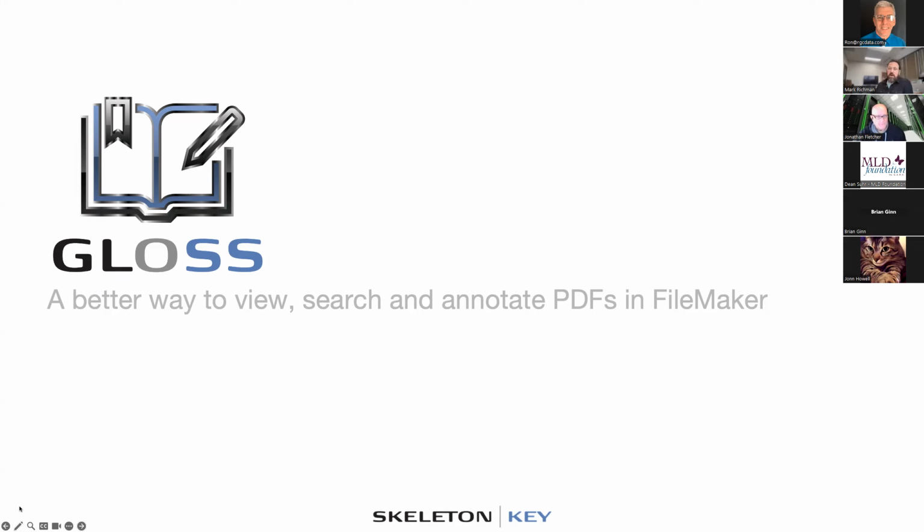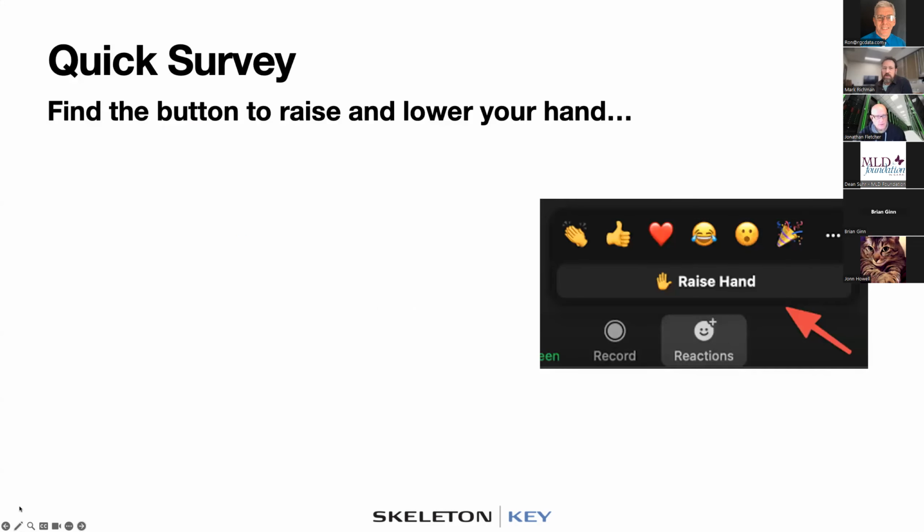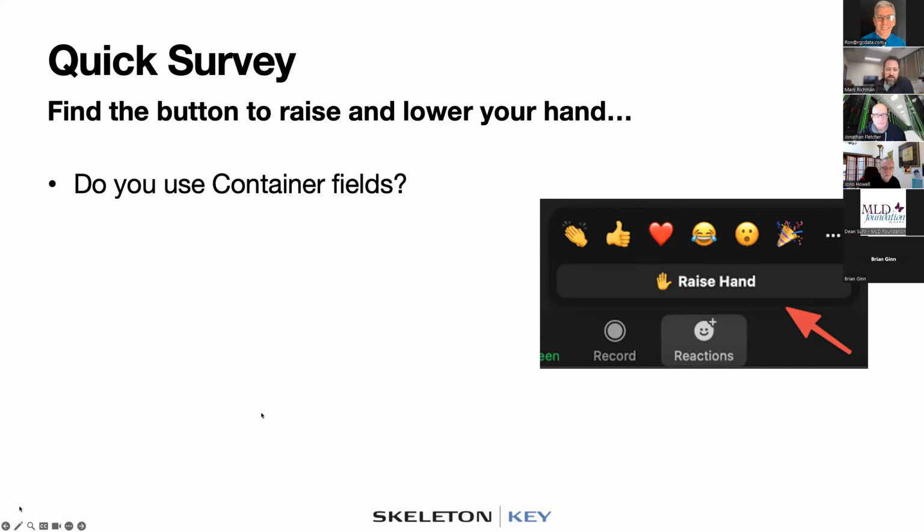So what is Gloss? Gloss is, simply put, a better way to view, search, and annotate PDFs in FileMaker without ever leaving FileMaker. So let's get into a little bit of why you might want to do that. So find that raise your hand button, if you can, in Zoom. And you're going to raise and lower your hand here, or if you can just leave it up if you want. Just to kind of see if we're all in the same boat here, if we've had different experiences. So raise your hand if you use container fields in your FileMaker solutions.